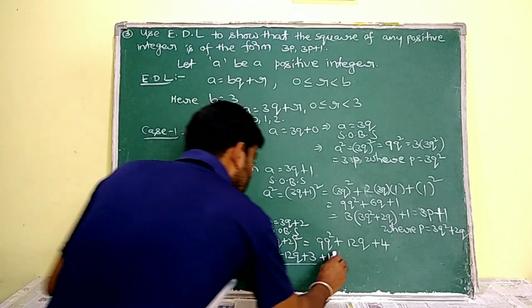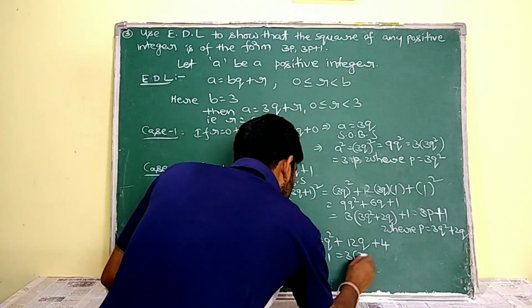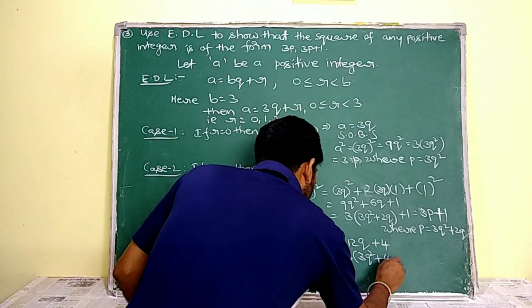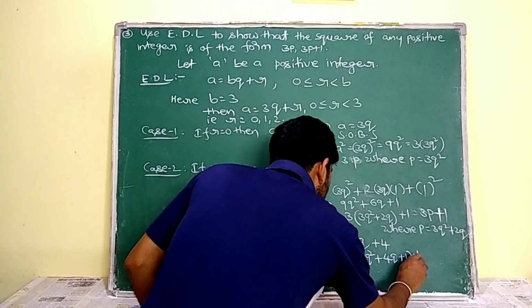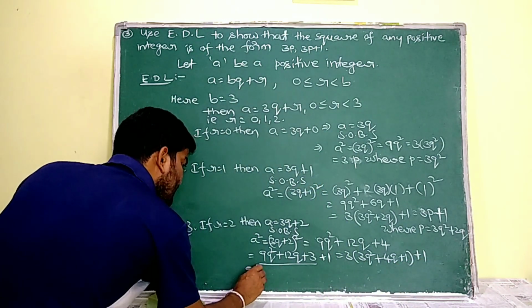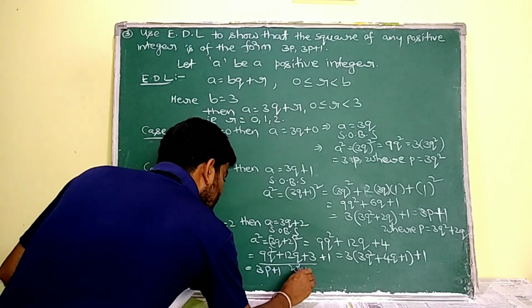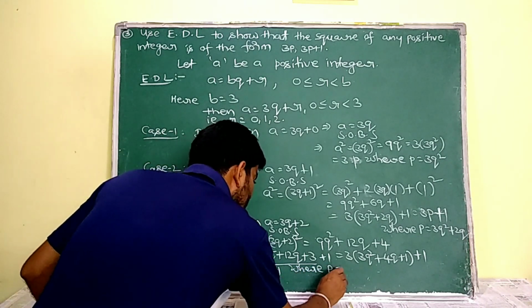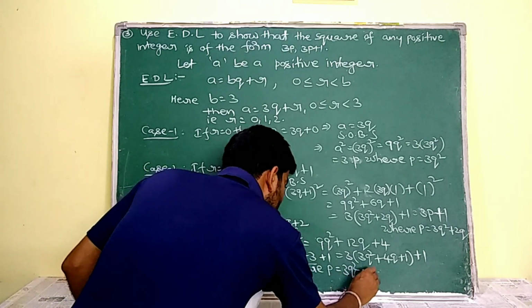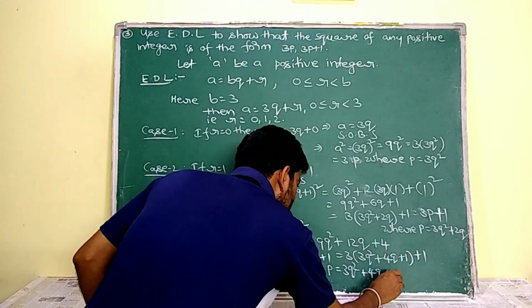From the first 3 values I am going to take out 3 common. Then this is 3(3q square plus 4q plus 1) plus 1. This can be expressed as 3 into p plus 1, where p is equal to 3q square plus 4q plus 1.